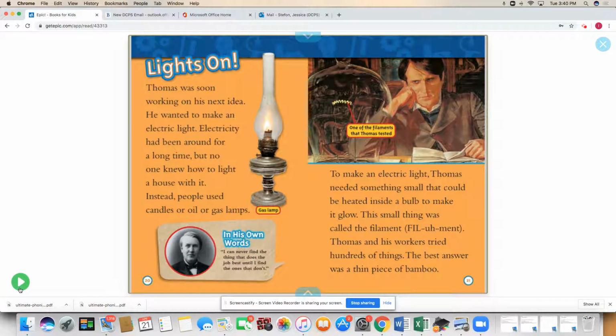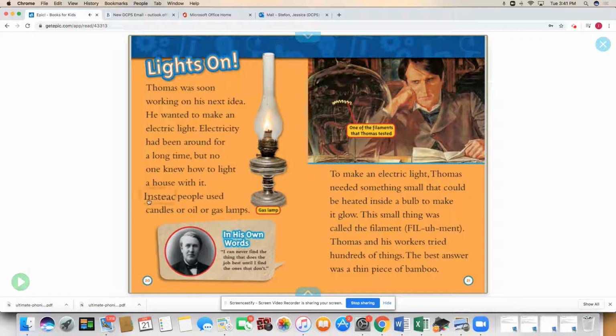Okay, so in this page, we're going to get to one of his most famous inventions, the light bulb. Lights on! Thomas was soon working on his next idea. He wanted to make an electric light. Electricity had been around for a long time, but no one knew how to light a house with it. Instead, people used candles, or oil, or gas lamps.